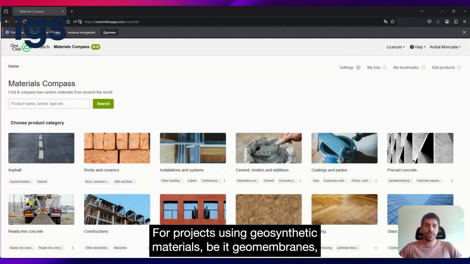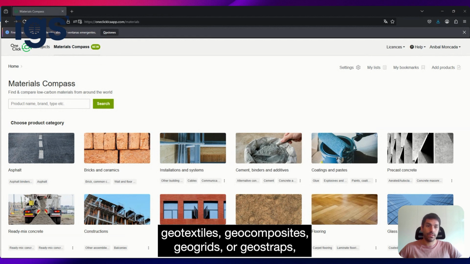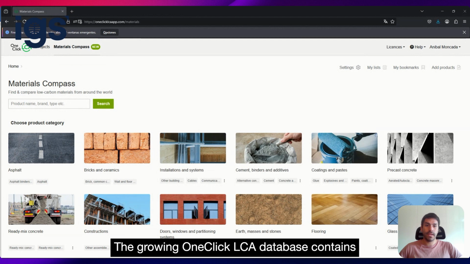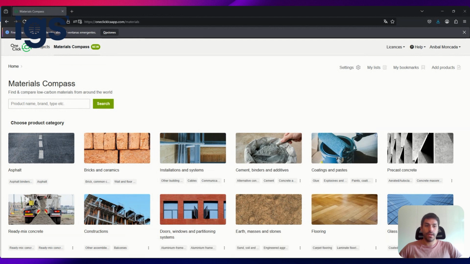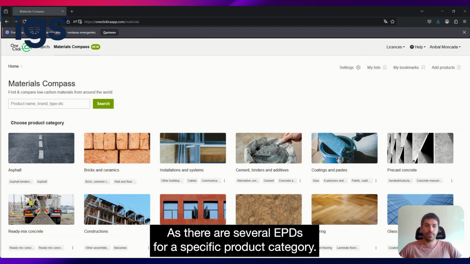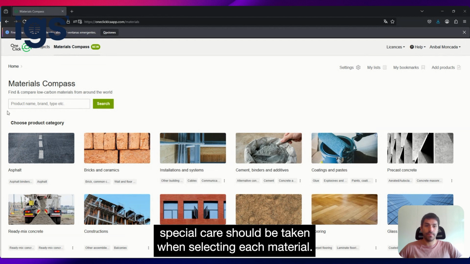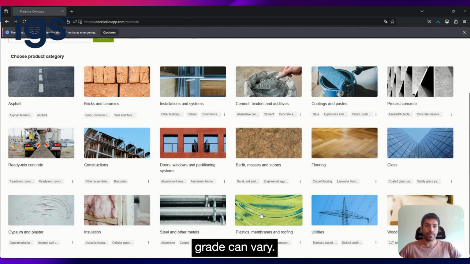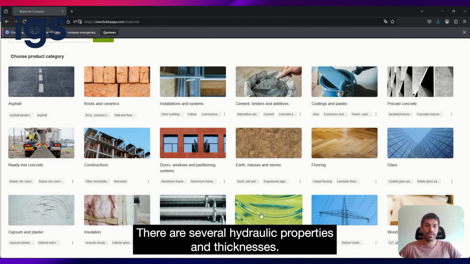For projects using geosynthetic materials, be it geomembranes, geotextiles, geocomposites, geogrids, or geostraps, the growing One Click LCA database contains several manufacturer-specific data points. As there are several EPDs for a specific product category, special care should be taken when selecting each material. For reinforcement applications, grade can vary. For drainage and coverage applications, there are several hydraulic properties and thicknesses.